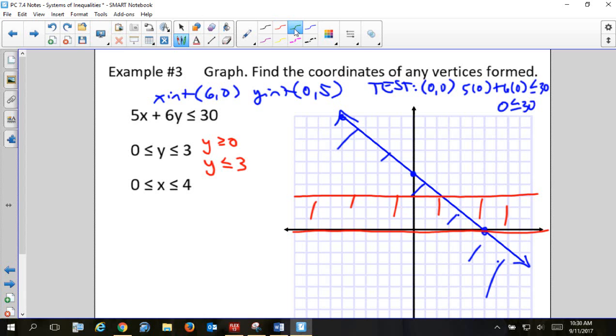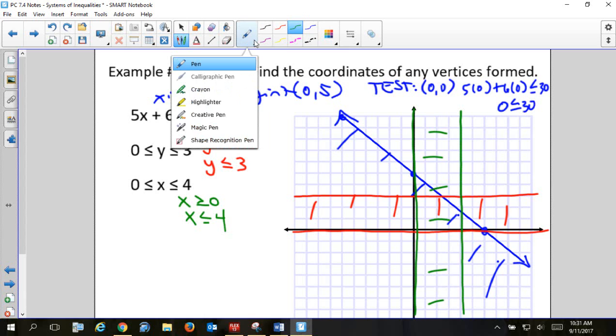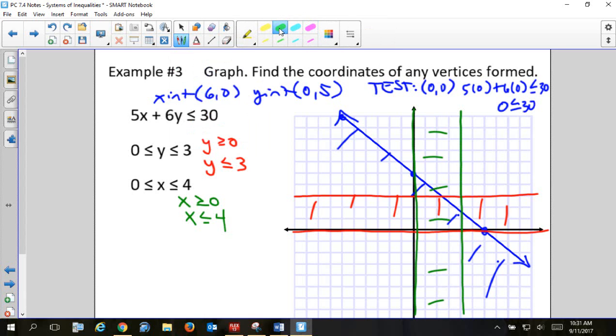And then the x is the same way. There's two of them. There's x is greater than or equal to 0, and x is less than or equal to 4. And it's everything in between 0 and 4, but x is always vertical. And then we're going to shade in between. But your goal is to find where all of them overlap.